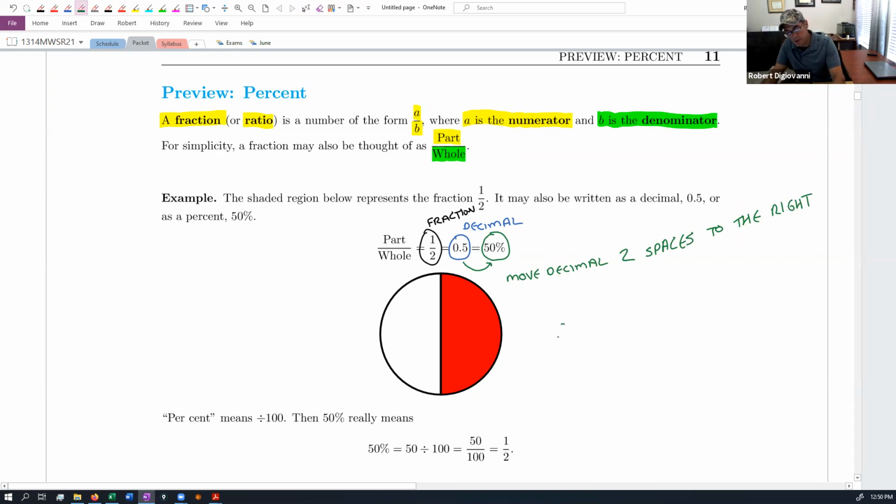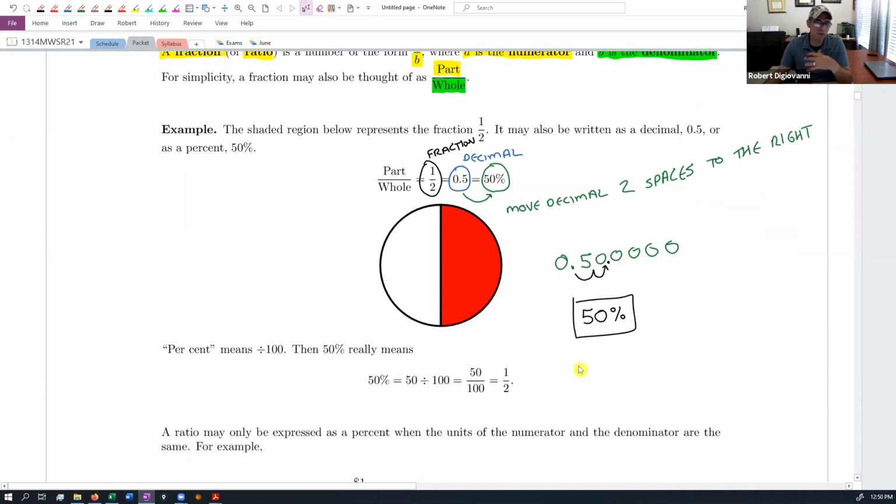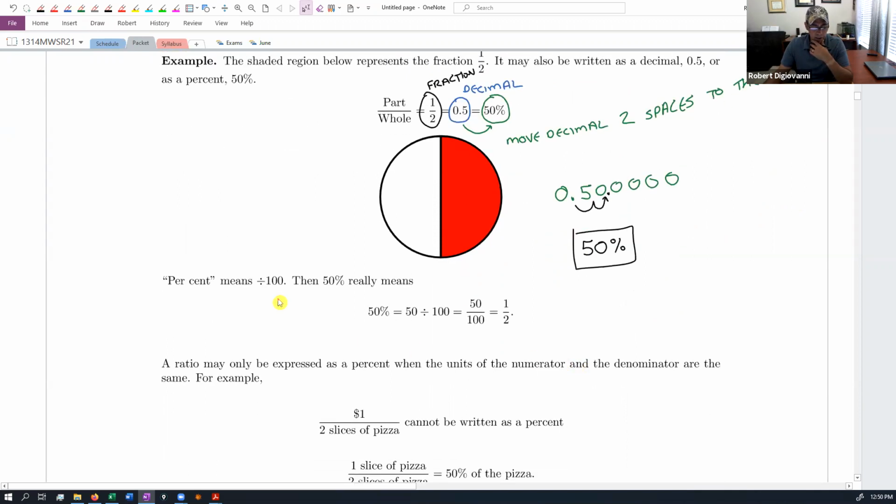So when you have 0.5, you imagine that there's an infinite number of zeros behind this. All we're going to do is move the decimal point 2 places, write the number 50, and then put a percentage symbol next to it. And that is what we all have heard of as percentages. So I know most of you are familiar with the idea of moving the decimal 2 places to the right. So again, 50% means 50 divided by 100, or 50 out of 100, which would mean half.